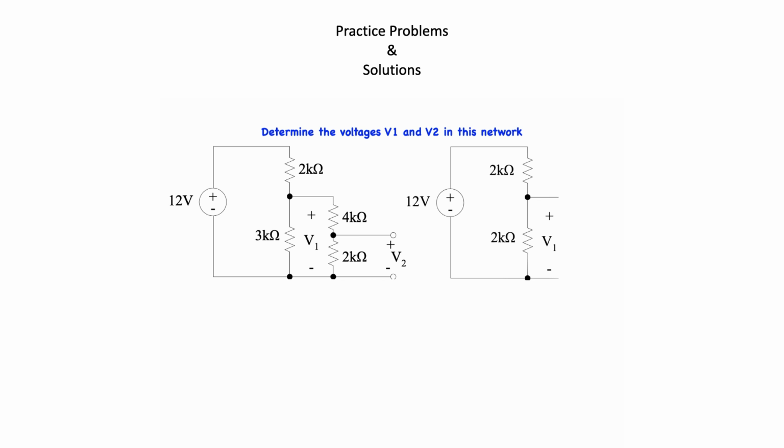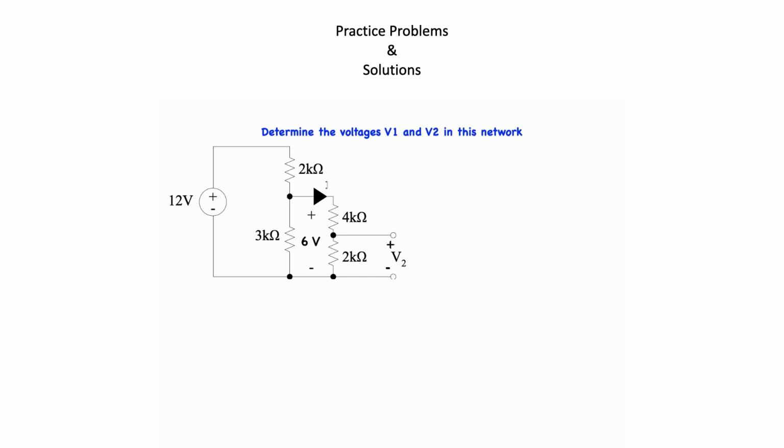In order to do that, we take a step back and use Ohm's law to calculate the current flowing from the 12-volt power supply. We know the voltage and the series resistance, so the current flowing from the 12-volt power supply is 3 milliamps. We then return to Ohm's law to find the voltage V1. We know the current flowing through the 2 k ohm resistor, so the voltage drop across V1 would be 3 milliamps times 2 k ohm, which will give us 6 volts.